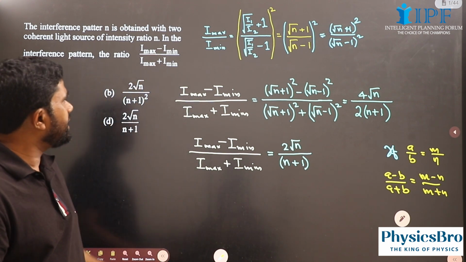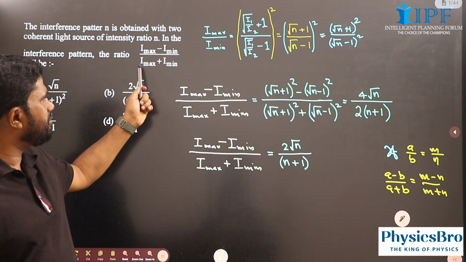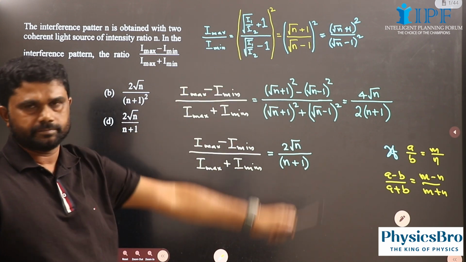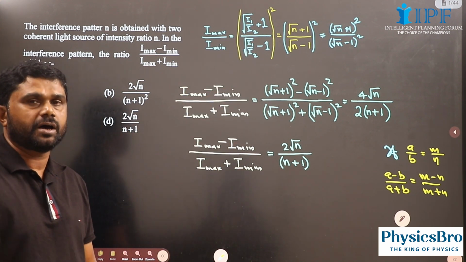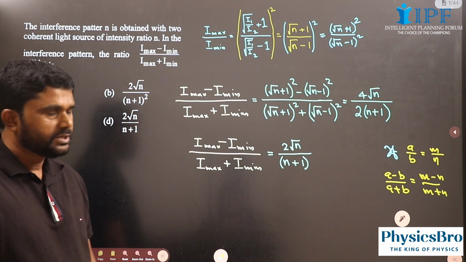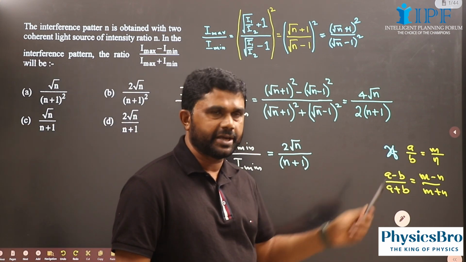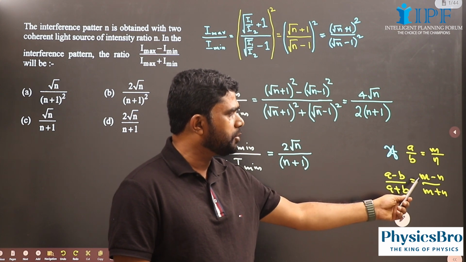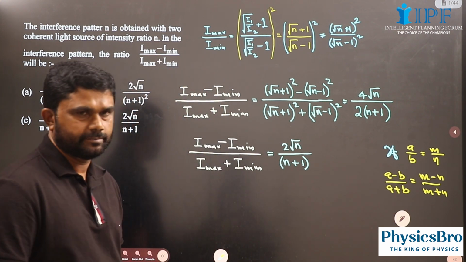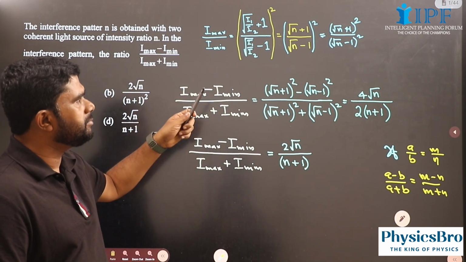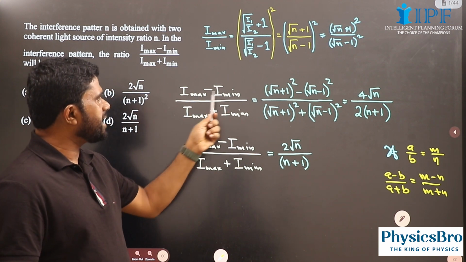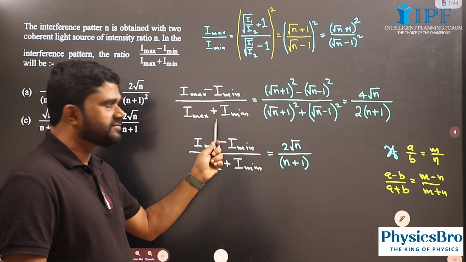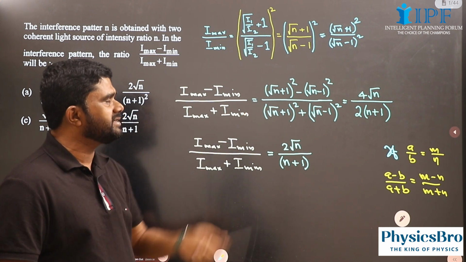We want the ratio I max minus I minimum divided by I max plus I minimum, and we have I max by I minimum. So we can use the componendo and dividendo rule. If A by B equals M by N, then A minus B divided by A plus B must be equal to M minus N divided by M plus N. Whatever you do on the left side, the same thing should be done on the right side also.